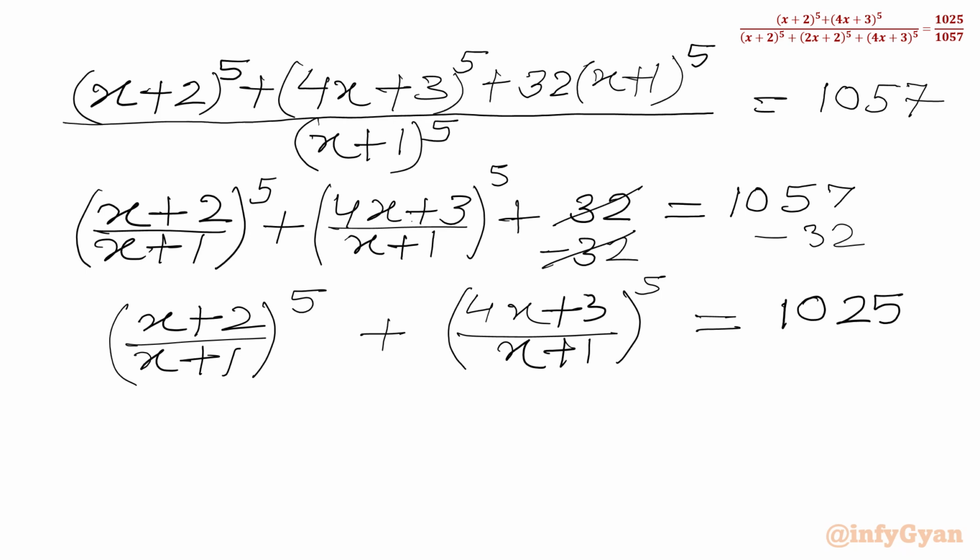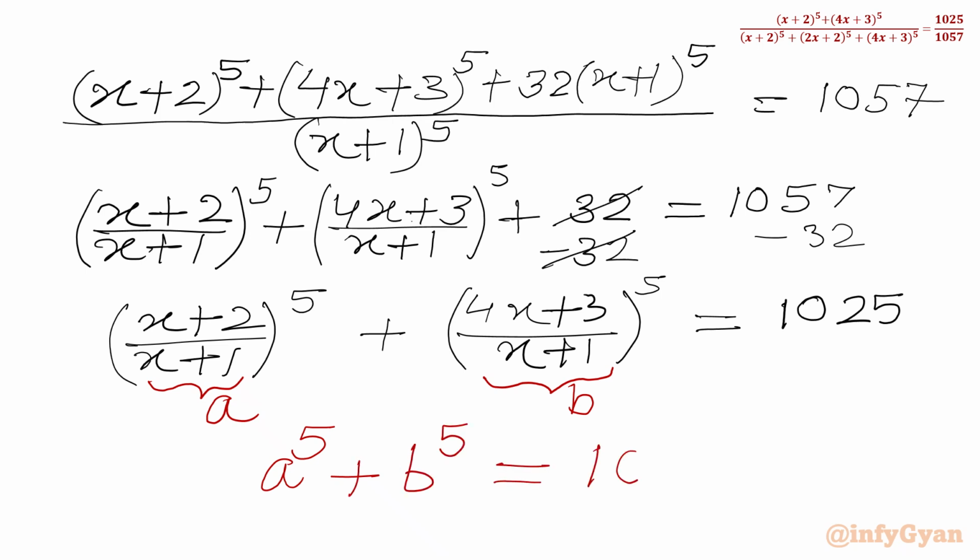Now we will use substitutions. Let us say first bracket (x plus 2) over (x plus 1) is A. (4x plus 3) over (x plus 1), let's say this is B. So we can write our first equation A power 5 plus B power 5 equal to 1025. Let's say this is our equation 1.